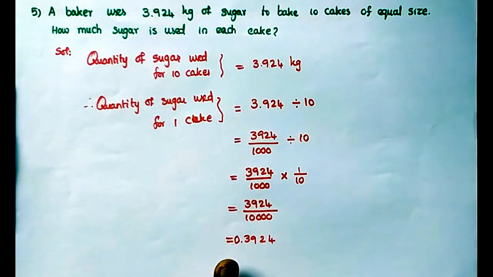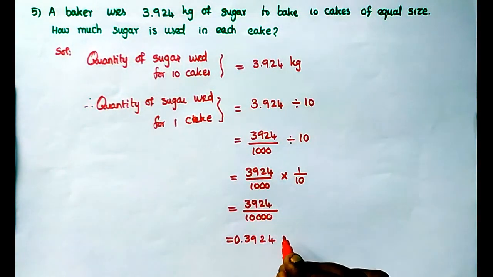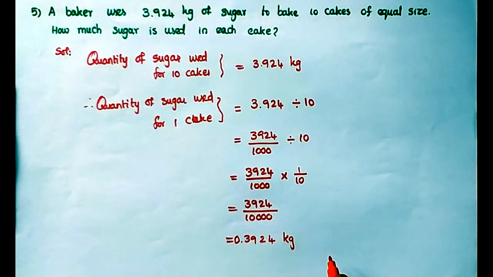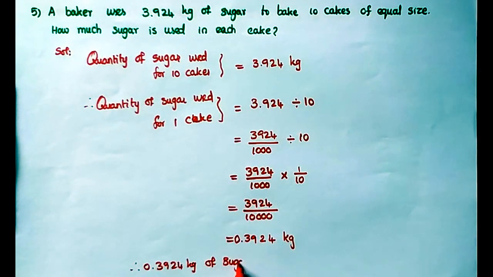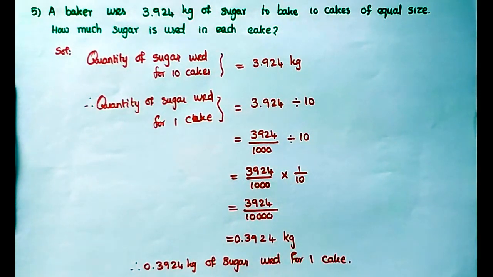So 0.3924 kilogram of sugar used in one cake. Therefore 0.3924 kg of sugar used for one cake. That is the answer.